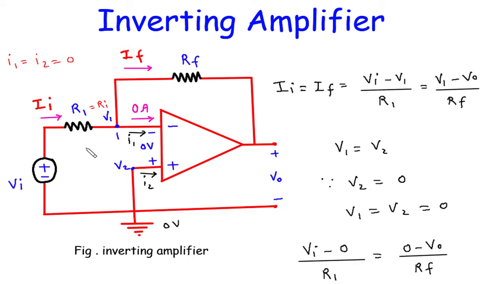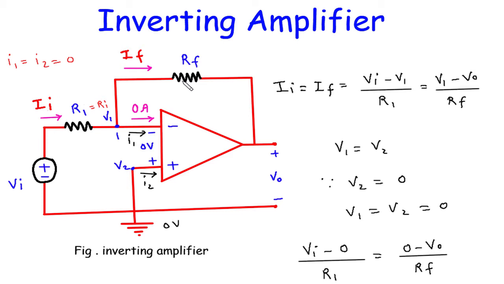Here we apply the input signal to the inverting terminal of the op-amp via the resistor Ri. We connect the non-inverting terminal to the ground. Further, we provide the feedback necessary to stabilize the circuit and hence to control the output through a feedback resistor Rf.